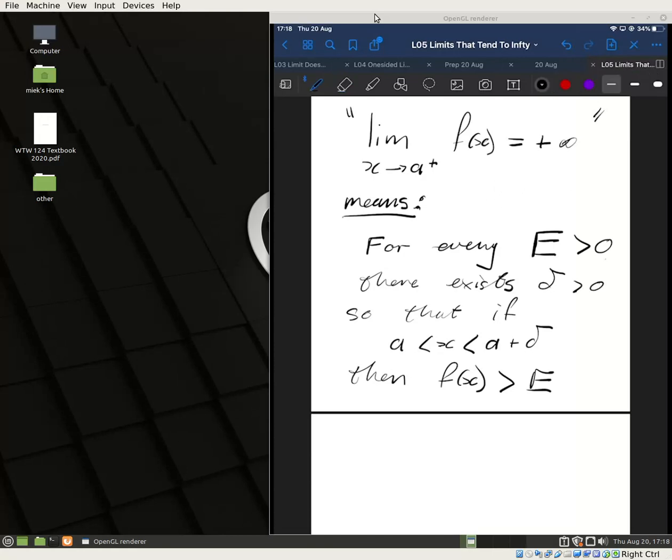So what this says is you take any large positive number, then there exists a delta, so that if you are close to a, within a delta distance of a, then the function takes on values that are strictly larger than this large number.